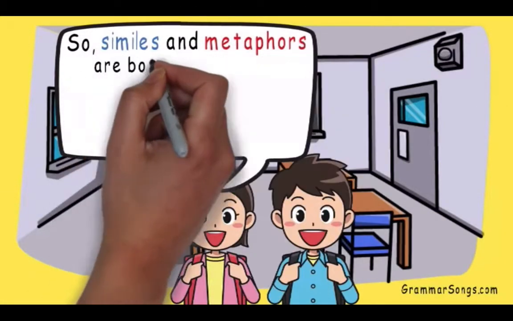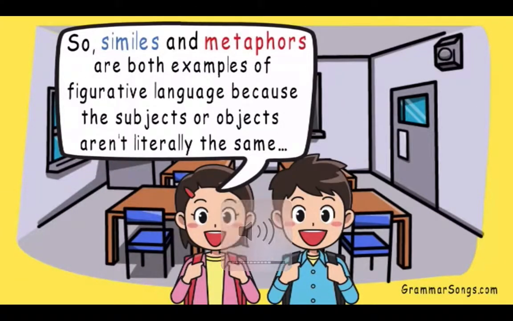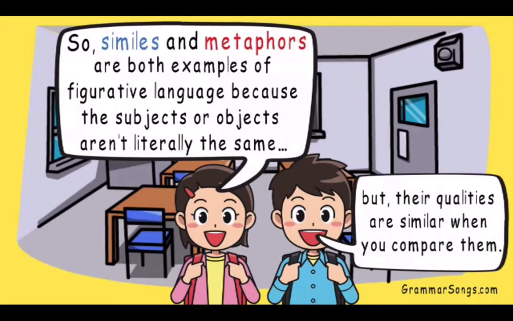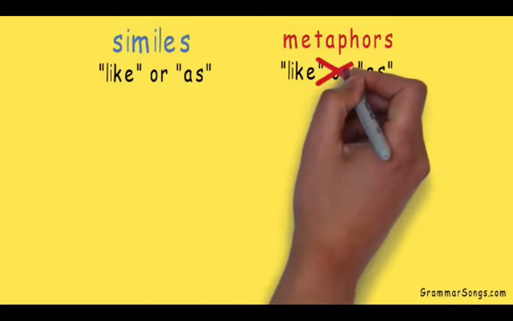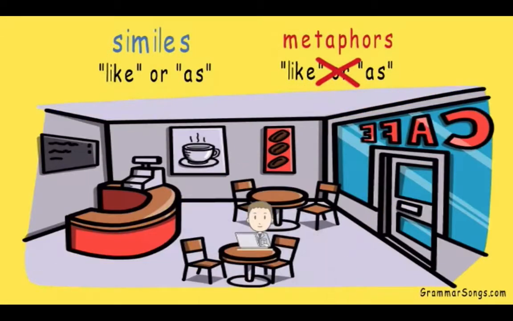So similes and metaphors are both examples of figurative language because the subjects or objects aren't literally the same, but their qualities are similar when you compare them. Yes, the girl showed anger and the snake showed anger, but a girl isn't really a snake, and a snake isn't really a human girl. We use similes and metaphors every day when we speak without even thinking about it.